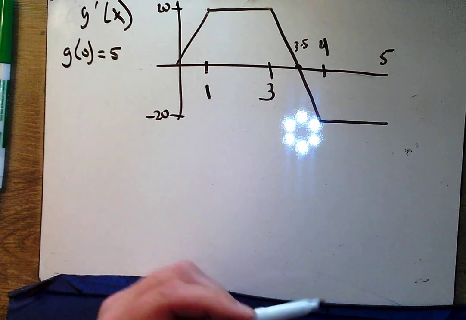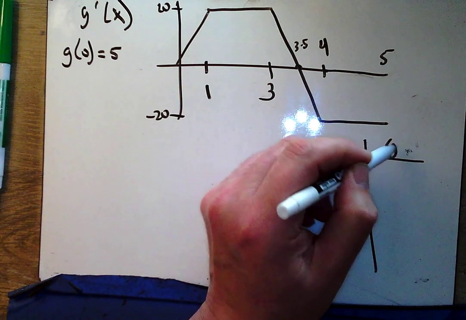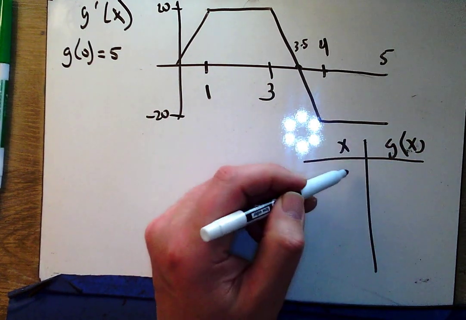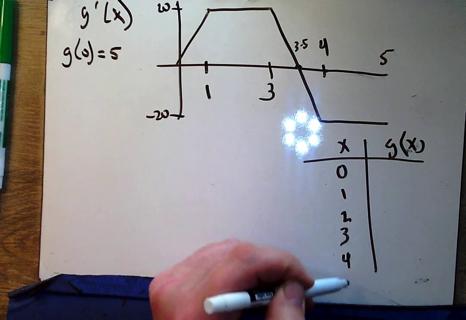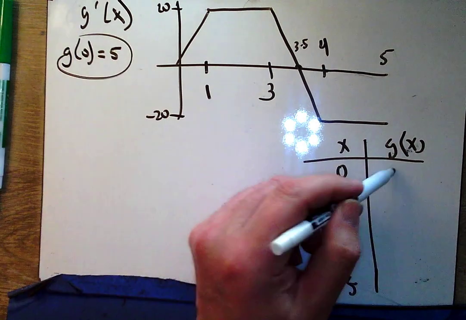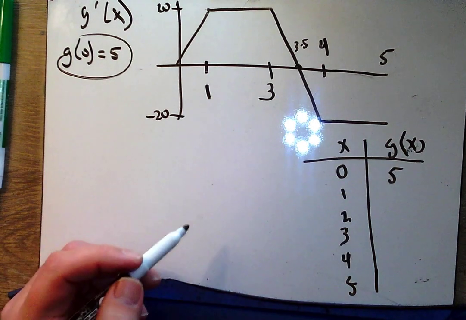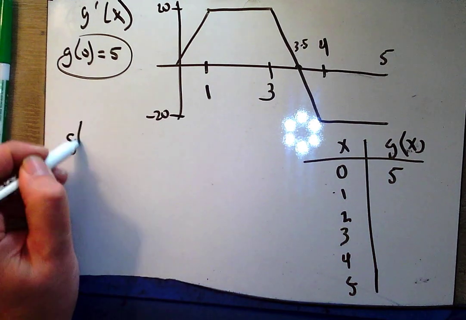And we're asked to fill in this table. And it's got x values and g of x values. 0, 1, 2, 3, 4, 5. But we know that g of 0 is 5. Good. Okay. Now what? Well, how do I find g of 1? G of 1?